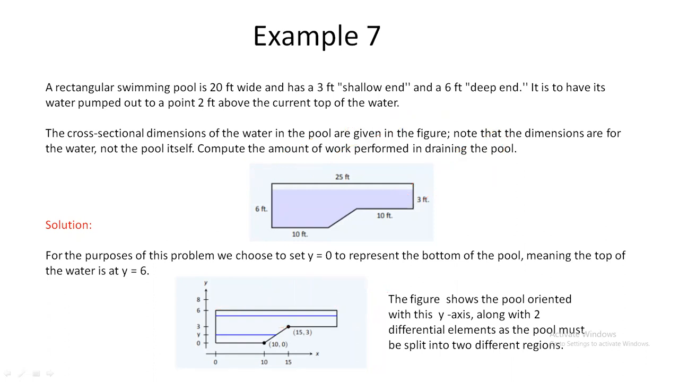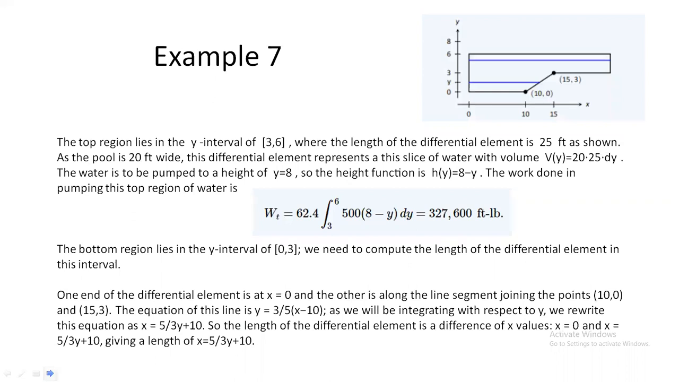Now we go to the next slide. So the top region lies on the y interval 3 to 6. So what it meant here is that our top region will be using this interval 3 to 6. And our lower region will be using the interval 0 to 3. It's as such, there's a cut in here.